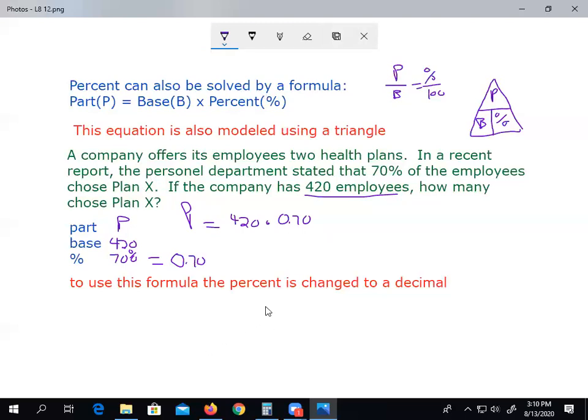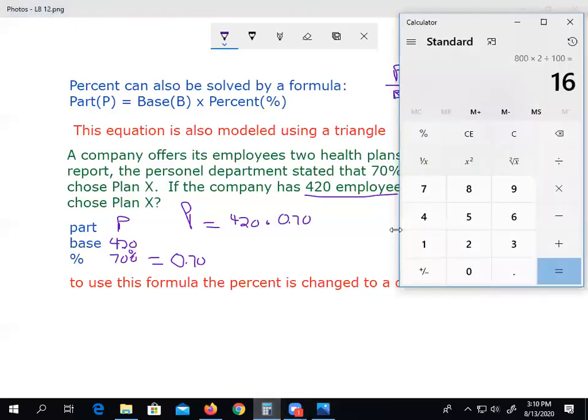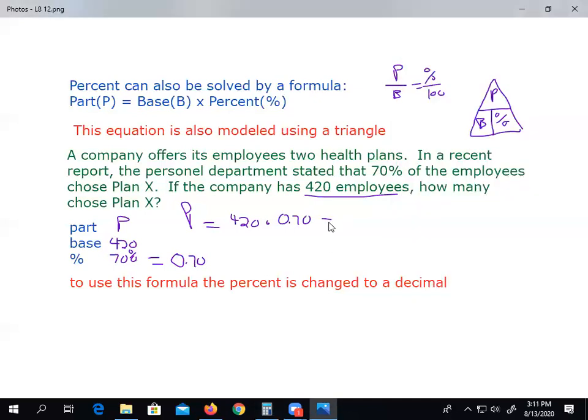So again, once I have the equation set up, I can just use a calculator and do the math. So 420 times 0.70 is going to equal 294. So the part is going to be 294 of the employees chose Plan X. So a portion of them chose the plan, so that should make sense. Out of 420 employees, most of them chose Plan X, so that looks pretty good.